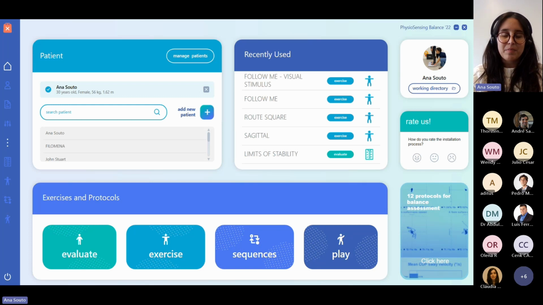Let's start by assessing our patient. Here's just a short clip to show you how the software works. So we are going to our protocols list. We are going to choose the protocols. This is just for you to see how it is.